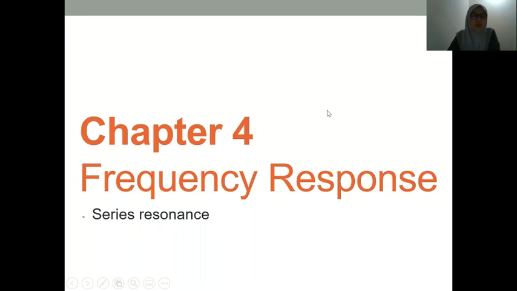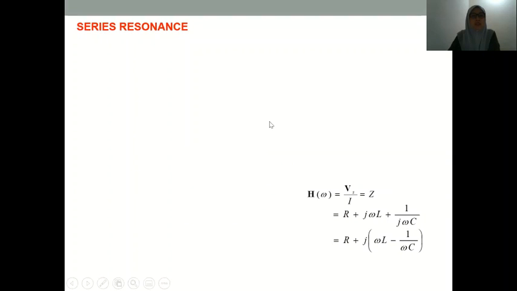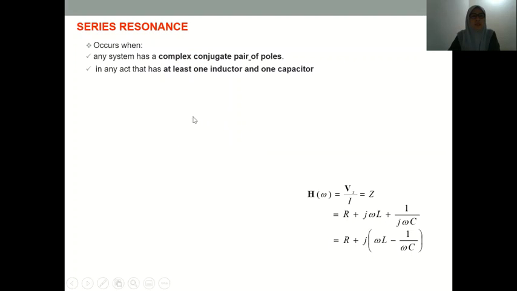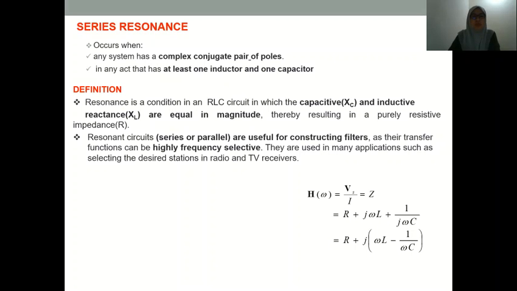Okay, class. So we continue with our chapter 4, part B. Still in frequency response, but on series resonance. Series resonance occurs when any system has a complex conjugate pair of poles, or at which the circuit has at least one inductor or one capacitor.